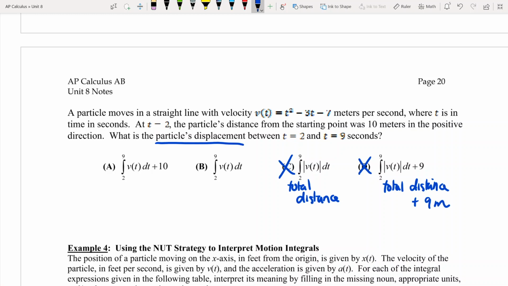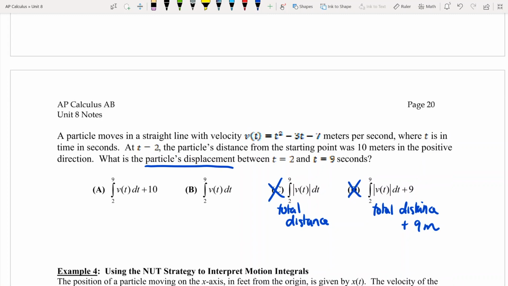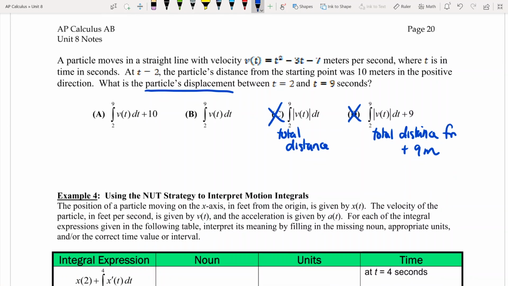plus 9 meters. That really doesn't give us a lot of information, specifically total distance, I should say, from t equals 2 to 9, plus 9 meters. And as I look at between option A and B, the particle's displacement looks most like that from t equals 2 to 9.